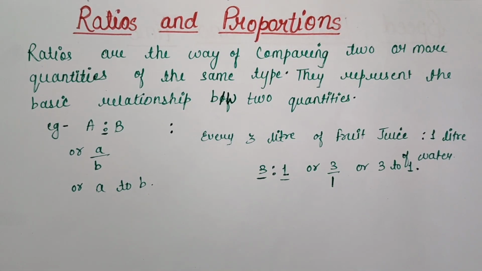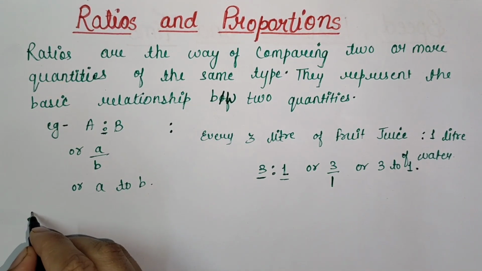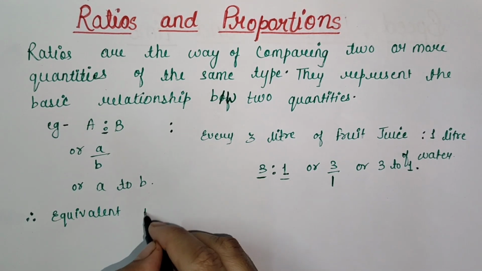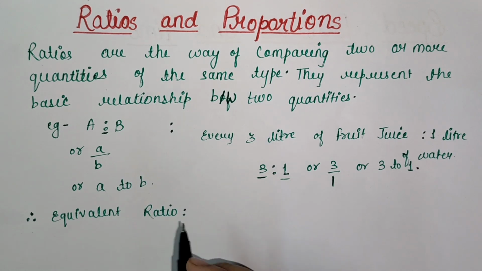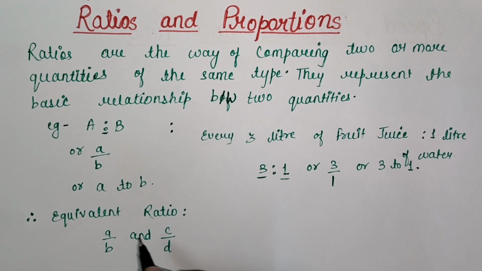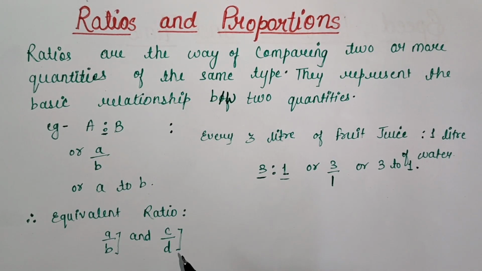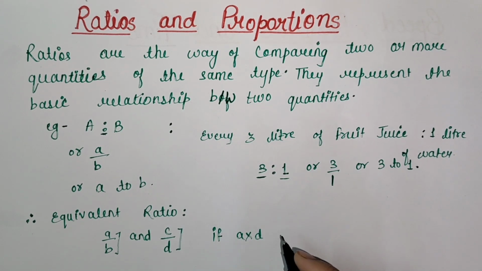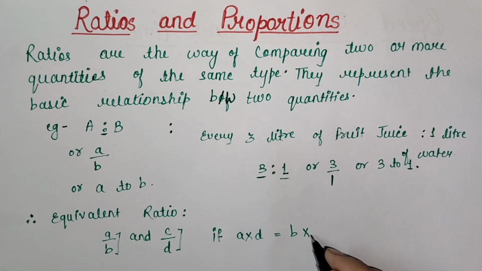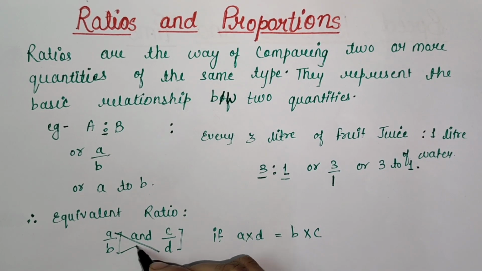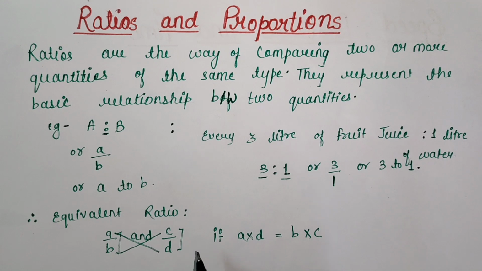There is one more point in ratio, and that is equivalent ratio. What does it mean? Two ratios like A and B, and C and D. This is one ratio and this is the second ratio. These are equivalent if A multiplied by D equals B multiplied by C. It means the cross multiplication, A multiplied by D and C multiplied by B. It will be an equivalent ratio.